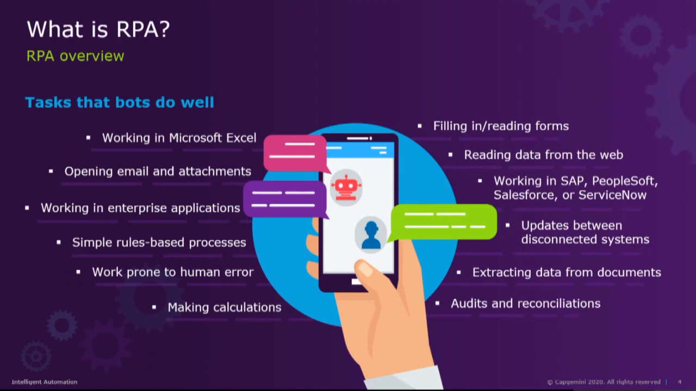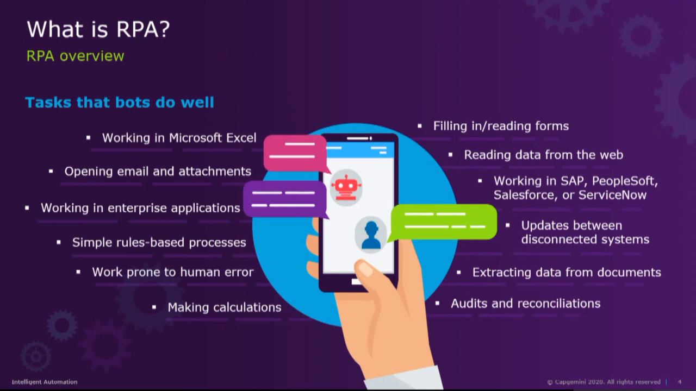An RPA bot can have its own email address, so it can open email and process attachments, or create emails and send out emails with attachments. Working in most of your enterprise applications, SAP, PeopleSoft, Salesforce, ServiceNow, pretty much any application that humans work in, the bot can work in. It follows simple rules-based processes. So if you can set a flow chart to a process, it's probably a good process for RPA to do.